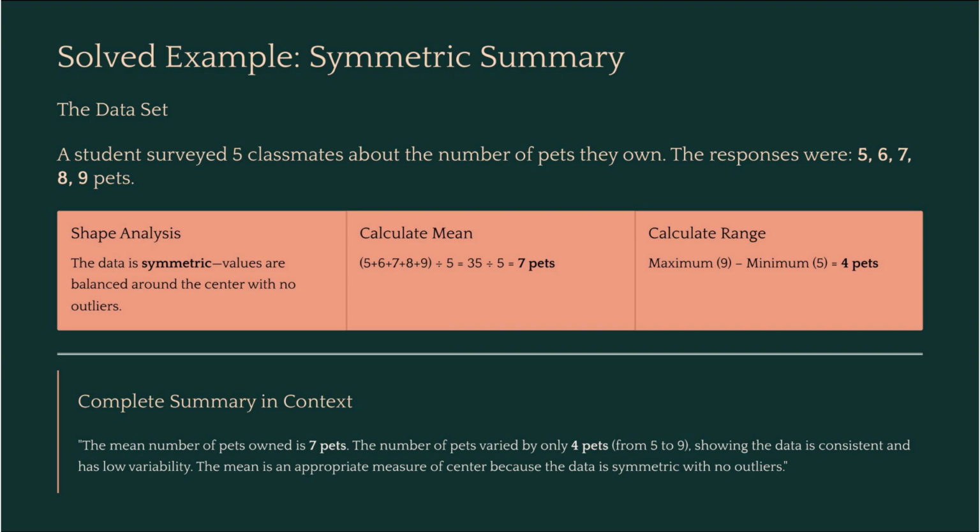Your summary: The distribution of data is symmetric. The mean number of pets is 7 pets, which is the center of the data. The number of pets varied by a low range of 4, indicating the data is very consistent.